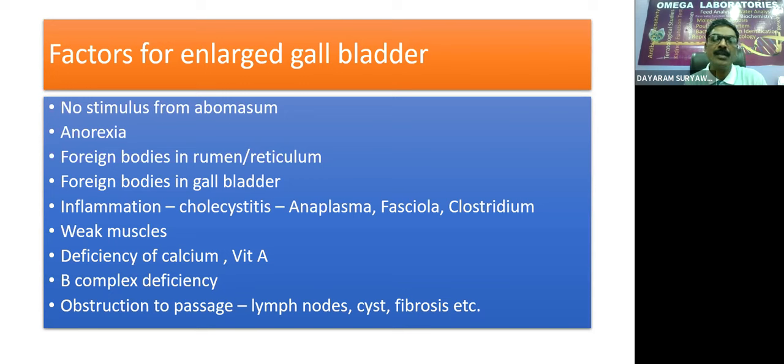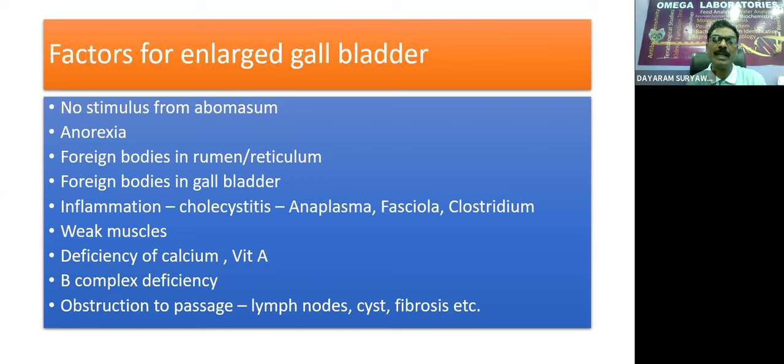Then foreign bodies in rumen and reticulum. Whenever there are foreign bodies in the rumen and reticulum, that may interfere with the pushing of the ruminal ingesta or the reticular ingesta towards the abomasum, and because of the pain, there is no emptying of the rumen or the reticulum and abomasum. That may lead to the distension of the gallbladder because of the foreign body present in the rumen or reticulum.